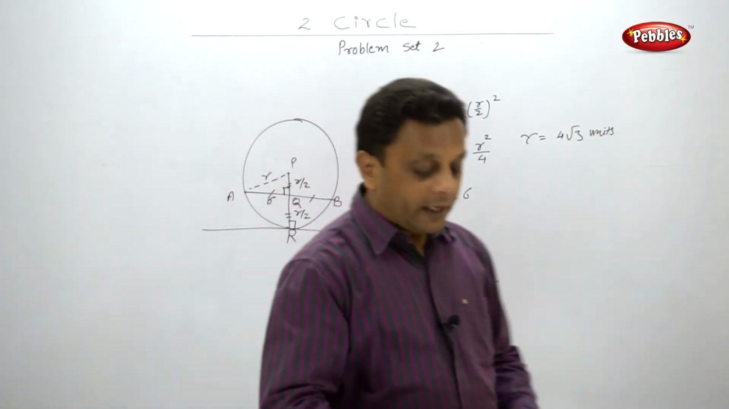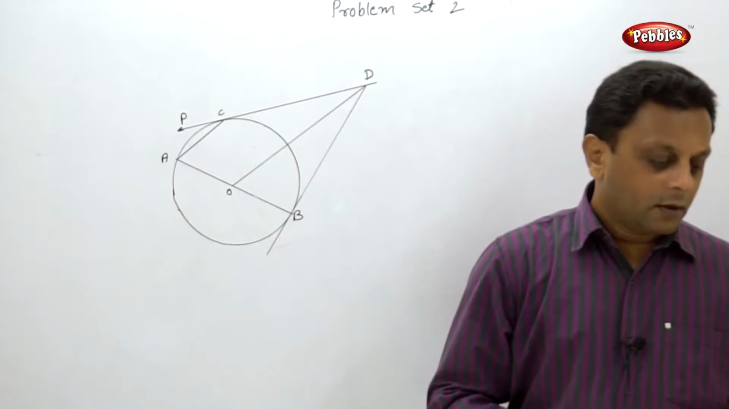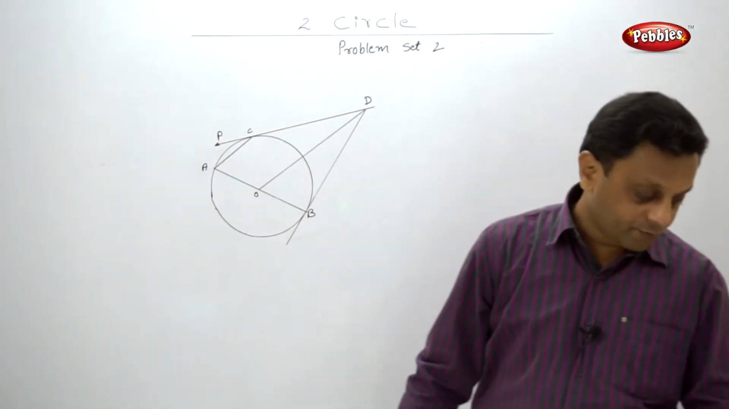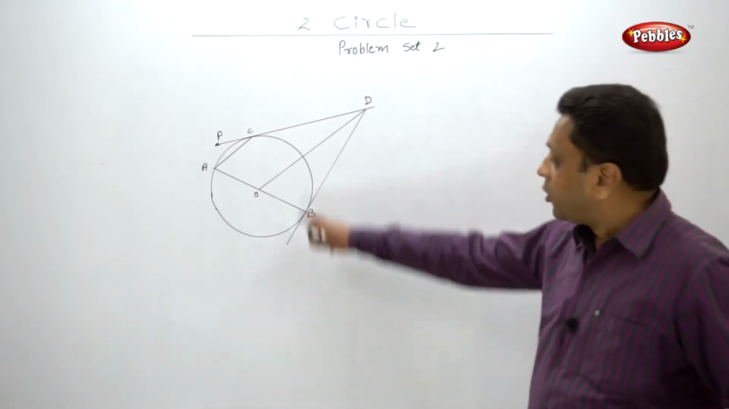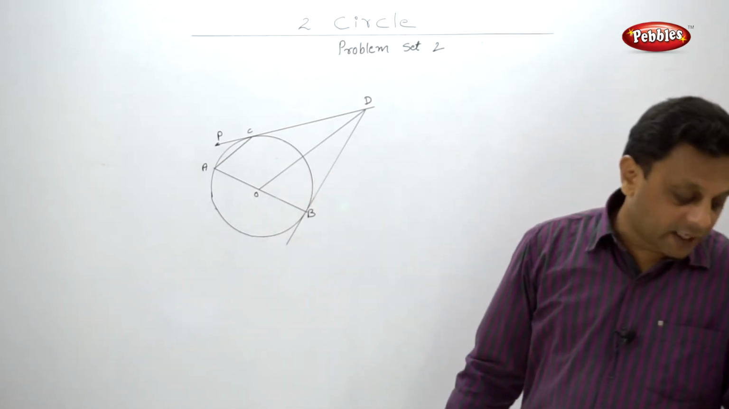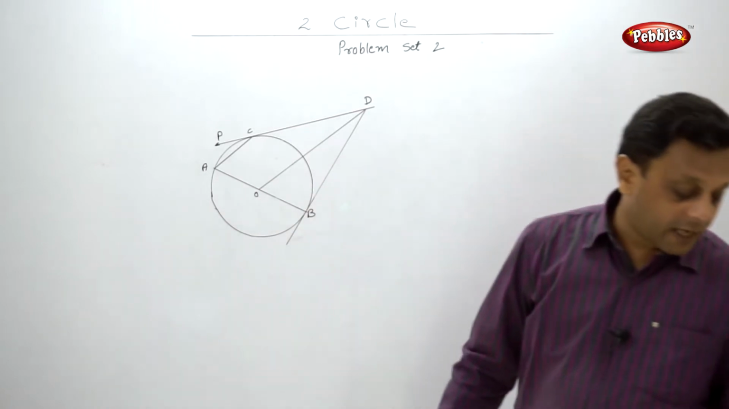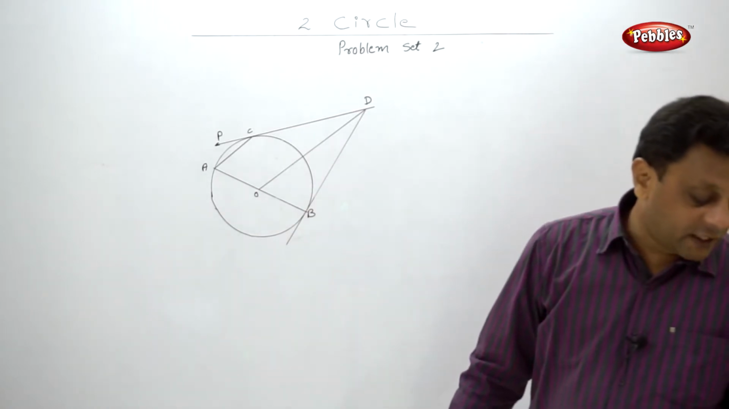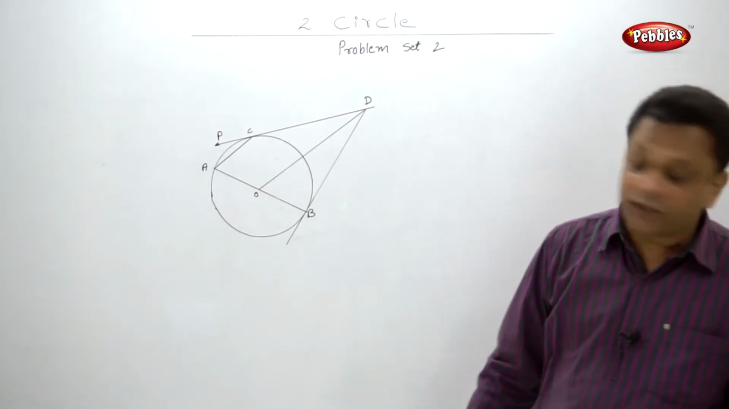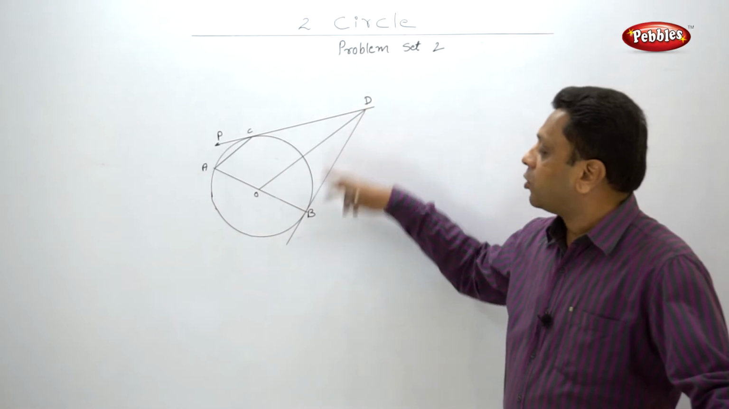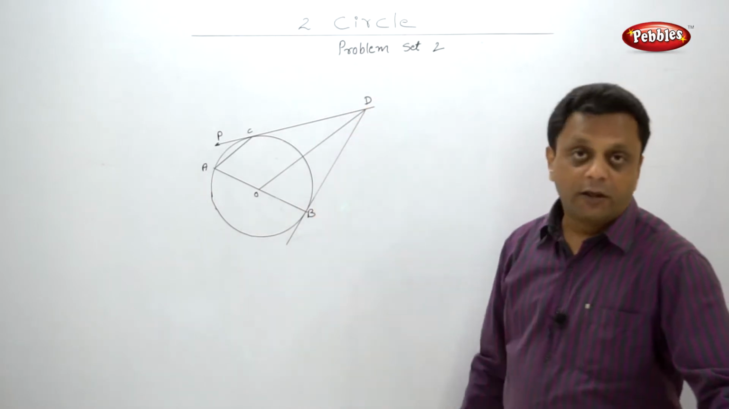Let us go to example number 2. The figure is something like this. Let us read the problem. In the figure, O is the center of the circle and segment AB is the diameter. At the point C on the circle, the tangent CD is drawn, and at the point B, tangent BD is drawn.